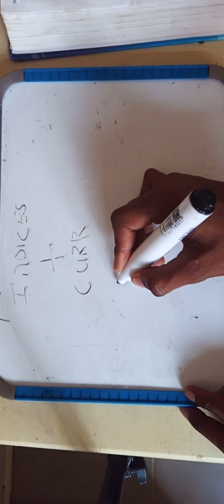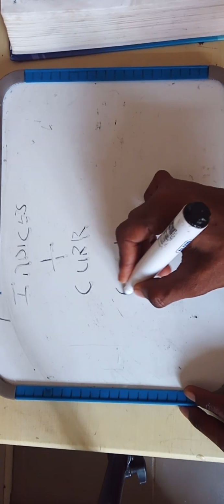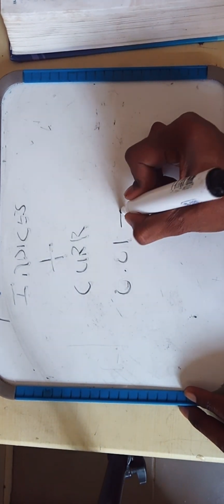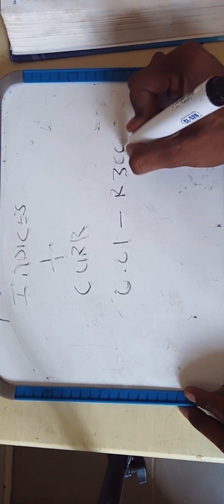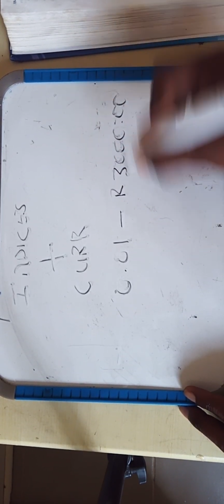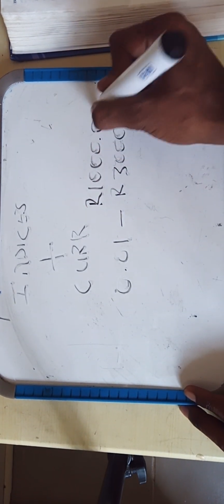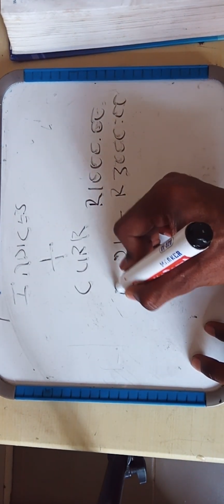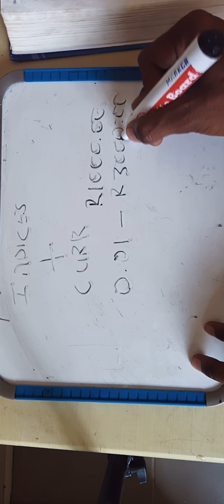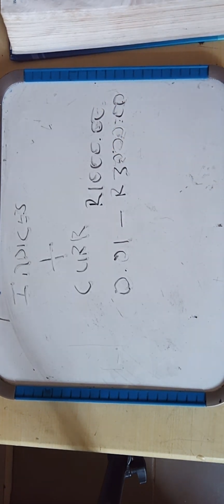Now, on indices with 0.01 on one trade, it's possible for you to make close to 3,000 Rand with an account of 1,000 Rand. Just 0.01 lot size. With 0.01 lot size, it's possible for you to make 3,000 Rand return on one trade.